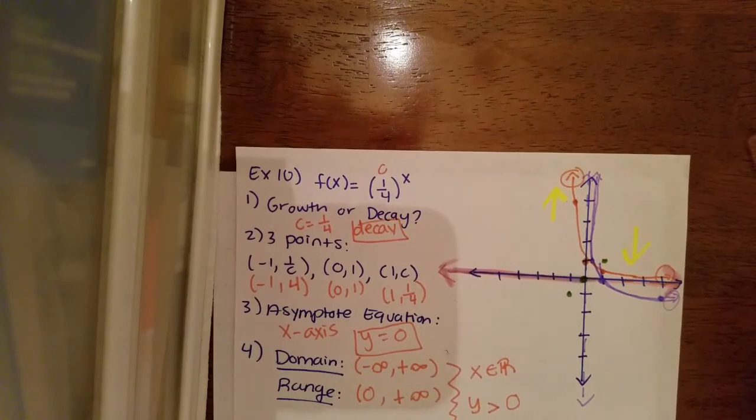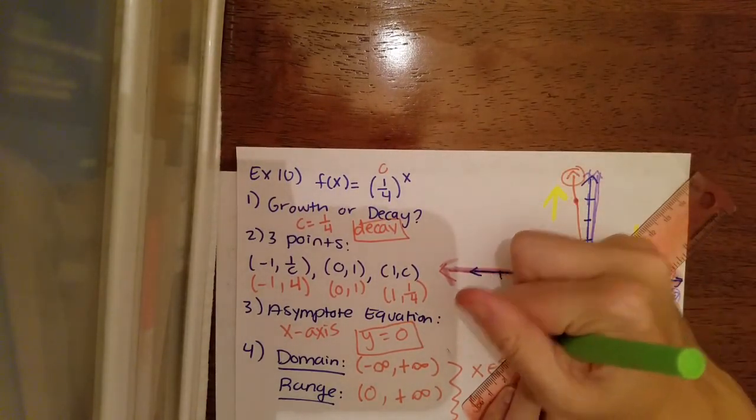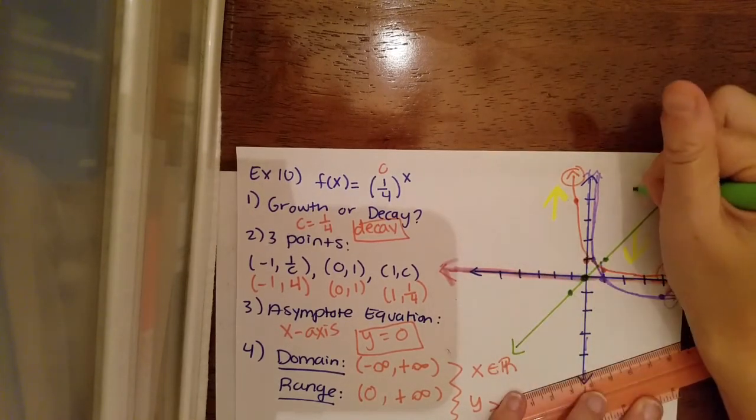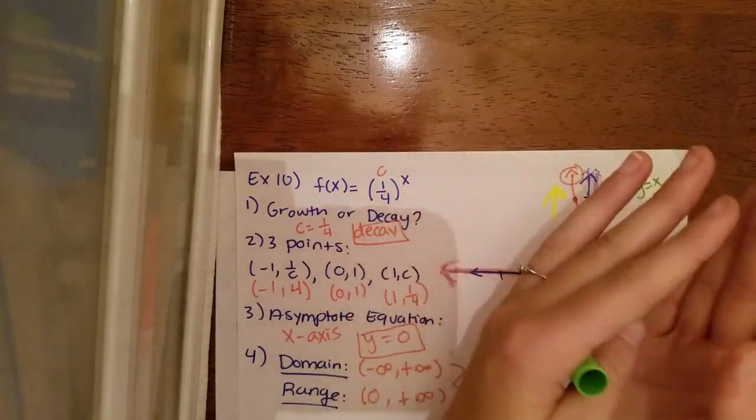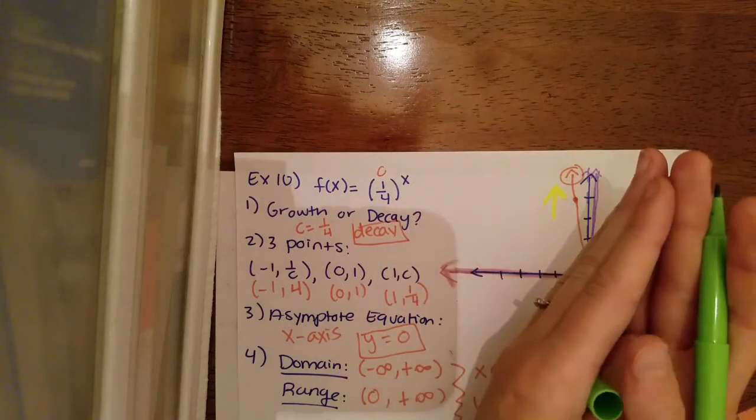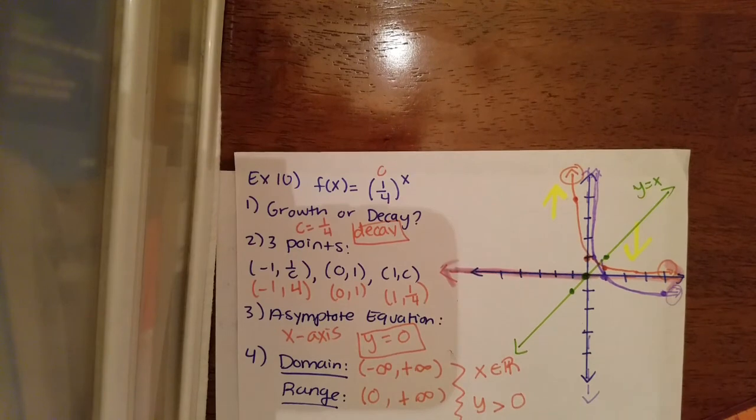Alright, so let's see if we did it right. It should be symmetrical to this line. Alright, so this is the line y equals x. And if you visualize it, if you were to fold this paper on that diagonal, the graphs would be right on top of each other. Isn't that awesome? Alright guys, we're officially done with this section.